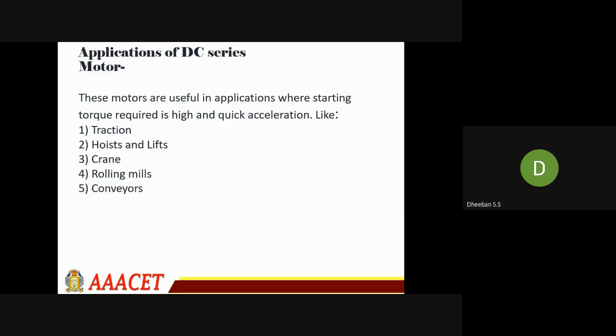So some of the applications of your DC series motor include cases where you need to start the motor with load. So it will be traction, hoists and lifts like cranes, rolling wheels and conveyors. These are some of the applications of your DC series motor.